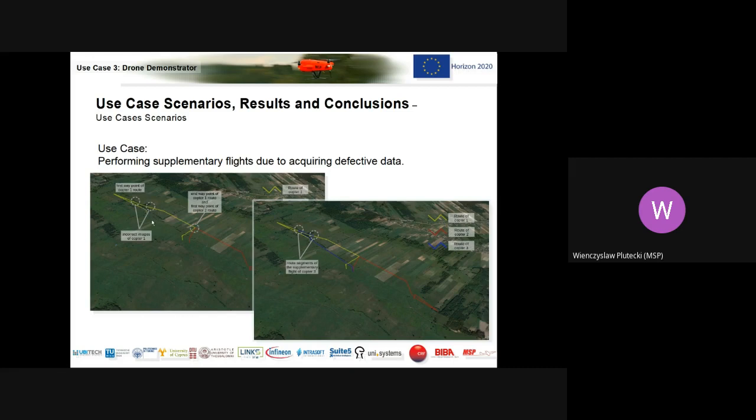So there is again a necessity for the mission guidance service to plan a supplementary mission for the third drone, which is in blue here, to collect data from these two locations where there were incorrect photos. So these are three examples of scenarios for our use case.